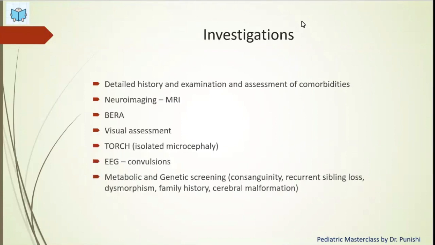So next, this set of questions is going to be most important for your viva. How will you investigate a child that you have diagnosed with cerebral palsy? Obviously the first thing is going to be a detailed history, examination and assessment of comorbidities. Next important is neuroimaging. You'll do an MRI because that's more sensitive as compared to a CT. You want to look at the site of lesion, and if there's any obvious cortical deformation, that's something you will look for on your neuroimaging.